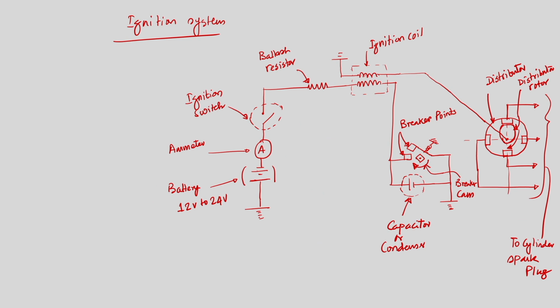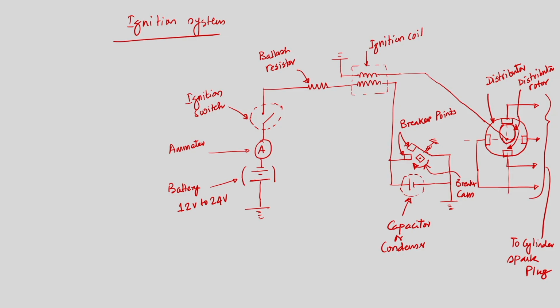Now, we can see that if the breaker points are closed and we are switching on the ignition switch, then current will flow into the primary coil, and this is the secondary coil. Initially it is assumed that the breaker points are closed, as we can see from the schematic, and current will flow.